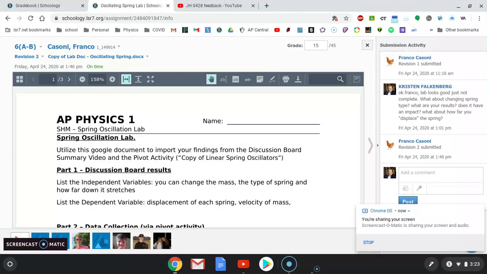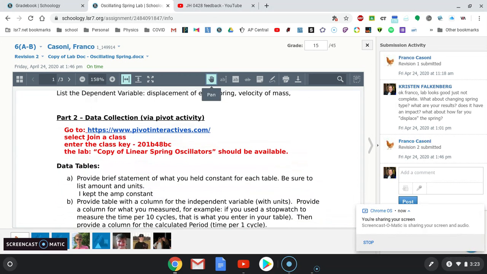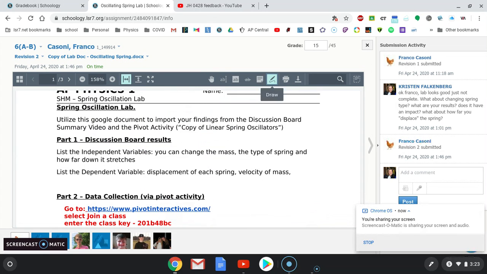So let's see. As far as independent variables, mass, type of spring, and how far it stretches, that's great. Listed dependent variables, you don't need displacement and you don't need velocity. The dependent thing we're going to do is measure time, and I'm pretty sure you show that on your lab. So if I were going to update anything, I'd be working on that.